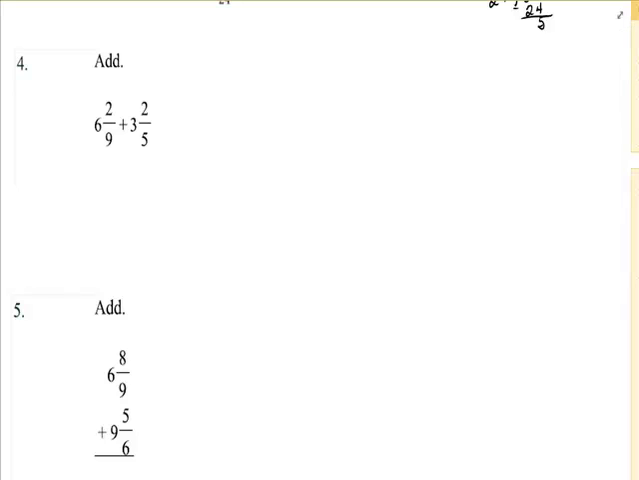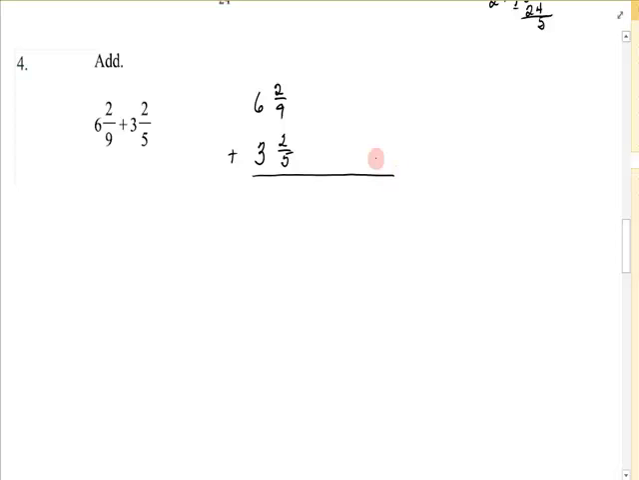And give myself maximum room to work these out. I like to do my problems vertically. 6 and 2/9, 3 and 2/5, and I'm adding these. The first thing I have to do is get a common denominator for 9 and 5. You can do that however you want. The common denominator turns out to be 45. So I'm going to have 6 and something over 45. I'm going to have 3 and something over 45. So my least common denominator for 9 and 5 was 45.